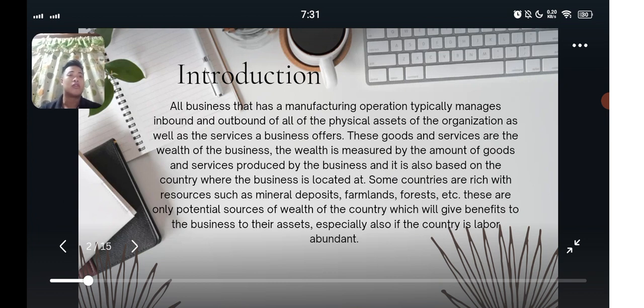The wealth is measured by the amount of goods and services produced by the business, and it is all based on the country where the business is located. Some countries are rich with resources such as mineral deposits, farmland, forests, etc. These are only potential sources of wealth of the country, which will give benefits to the business's assets, especially if the country is labor abundant.